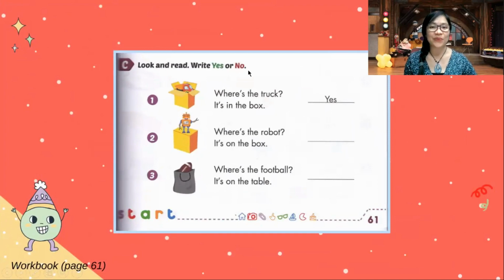Letter C, look and read. Yes or no? We are now on page 61. Example, where's the truck? It's in the box. The truck is in the box, right? So it's yes. Number two, where's the robot? It's on the box. Yes or no? Number three, where's the football? It's on the table. Yes or no?